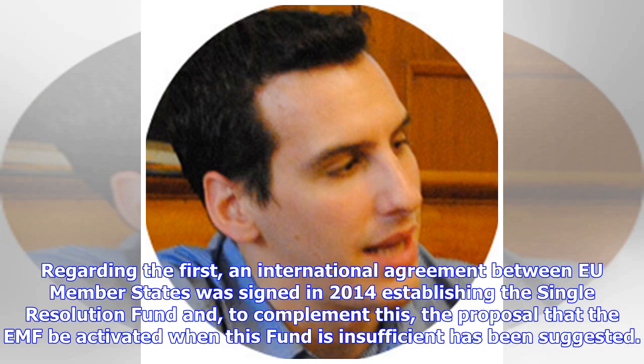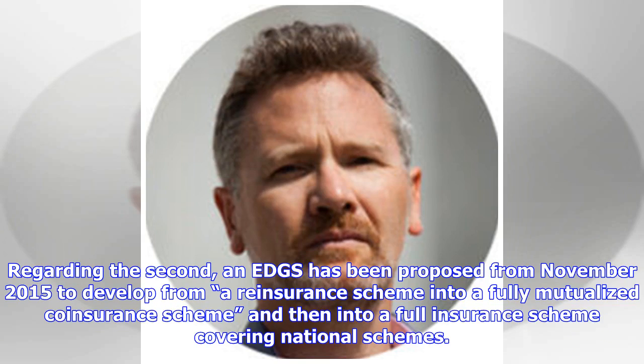Regarding the first, an international agreement between EU member states was signed in 2014 establishing the Single Resolution Fund and, to complement this, the proposal that the EMF be activated when this fund is insufficient has been suggested. Regarding the second, an EDGS has been proposed from November 2015 to develop from a reinsurance scheme into a fully mutualized co-insurance scheme, and then into a full insurance scheme covering national schemes.